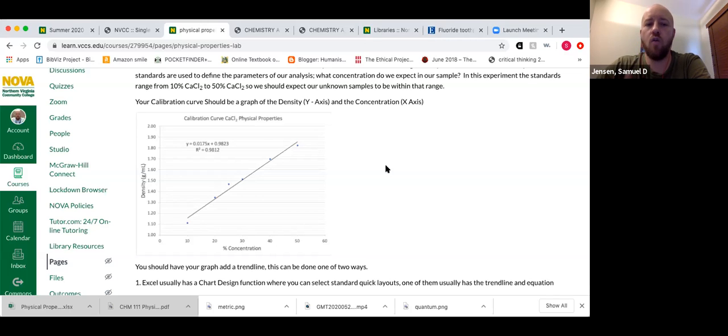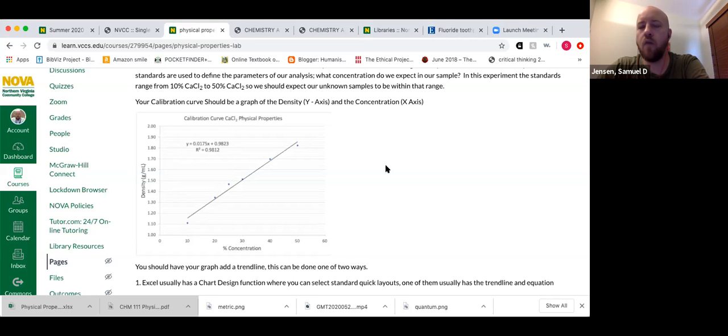If I have more stuff, I'm going to get a larger response in my instrument. Okay, so same thing here. If you have more calcium chloride in your sample, your density is going to be higher. You're going to get a higher density as it's more concentrated. There's more salt dissolved in the water.